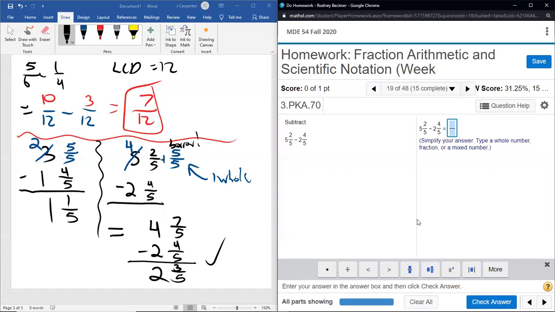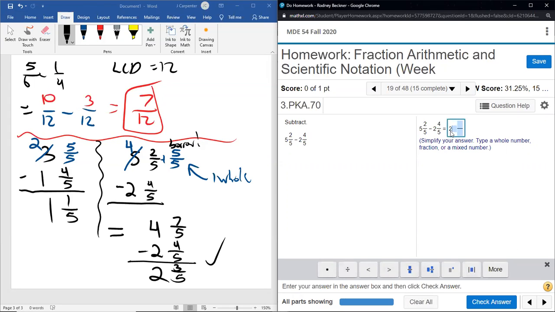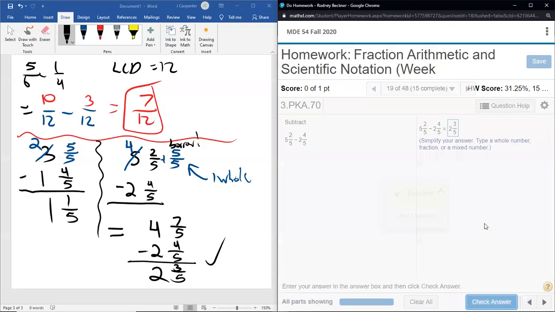Mixed number. I did not hit mixed number. Mixed number, please and thank you. 2, 3/5. 2 arrow, 3 arrow, 5. It was being funny. There we go.